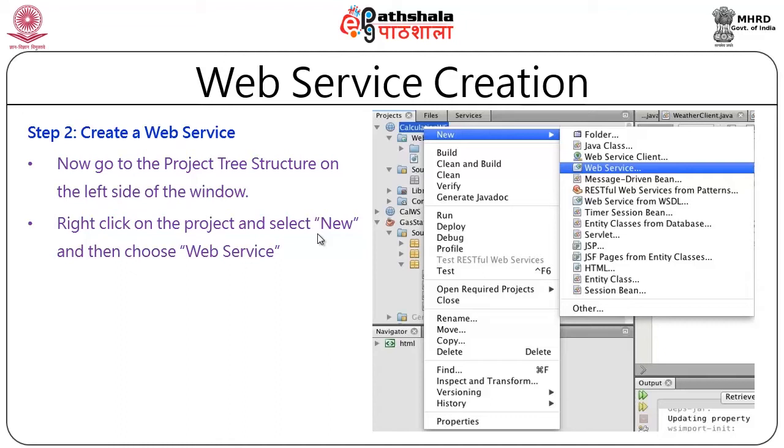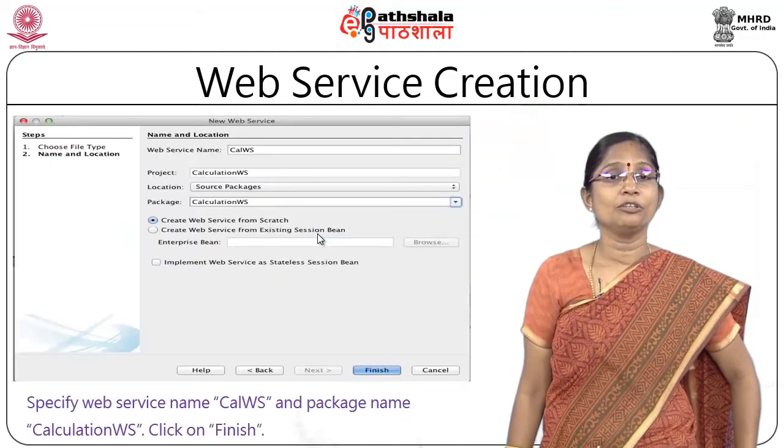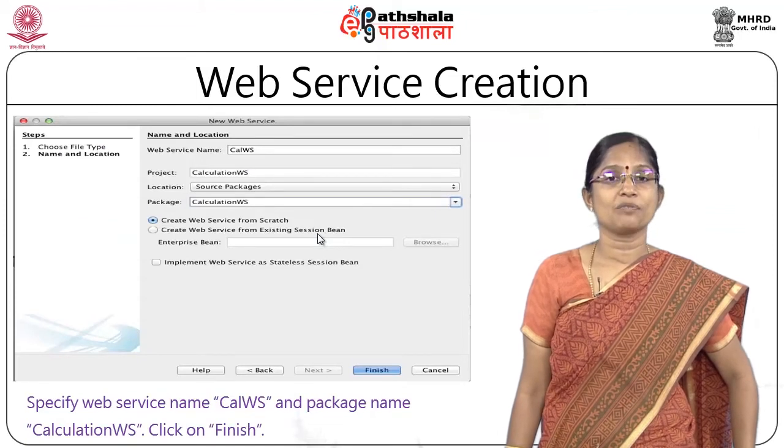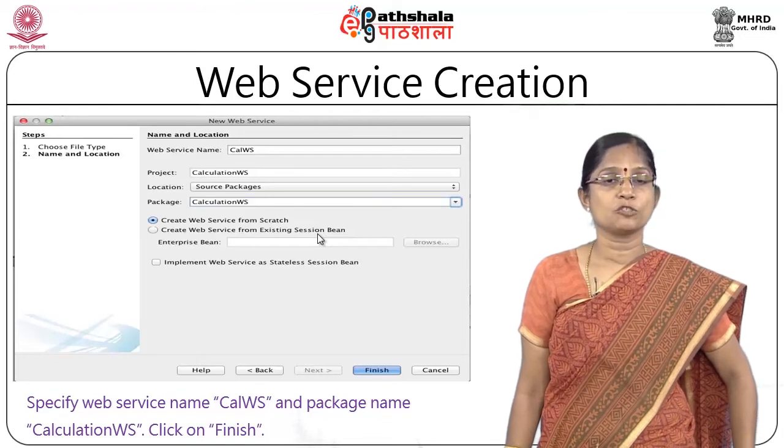So under New, if you take the menu, you can choose Web Service. A new web service has to be chosen under this package, under this project, calculation WS. Now if you have chosen it, you have to give a name to your web service. First, the name was given for the project, that is calculation WS. Now the web service name has to be given.